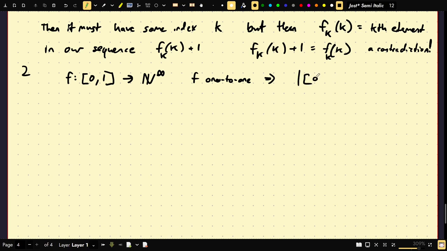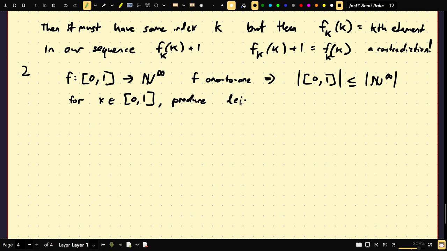And that'll imply that the size of the unit interval is less than or equal to the cardinality of the set of infinite sequences, and therefore this must also be uncountable because we already proved this is uncountable. So what I'm going to do is, for x in 0, 1, produce a decimal of x. So write x as a decimal string. So let's say x equals 0 point a, b, c, d, and so on. It's clearly less than 1. And then I'm just going to map this to the sequence a, b, c, d.